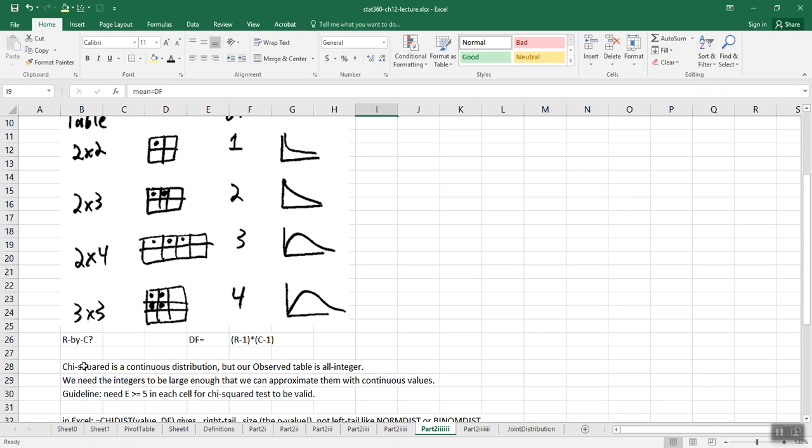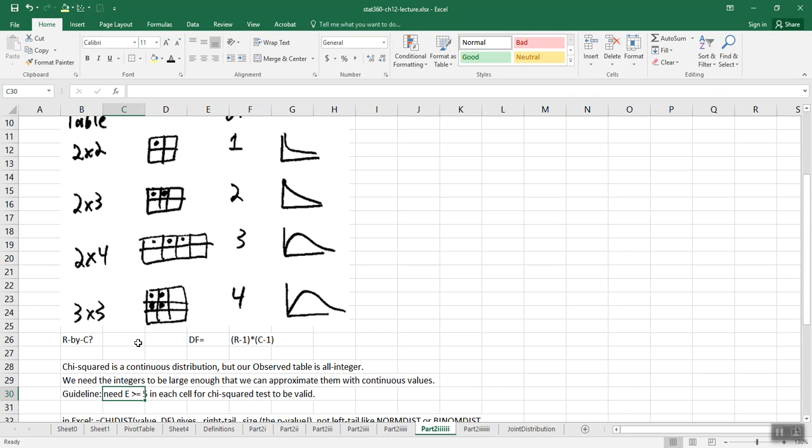Now chi-squared is a continuous distribution, but the numbers we're doing are integers in the observed table, so they're kind of chunky. To be a good approximation, we need the numbers to be large enough, and the usual guideline is that you need the expected value in each cell 5 or more for the chi-square test to be valid.